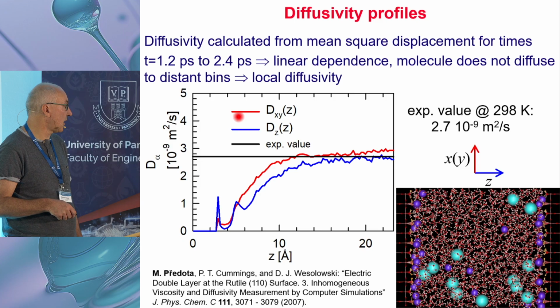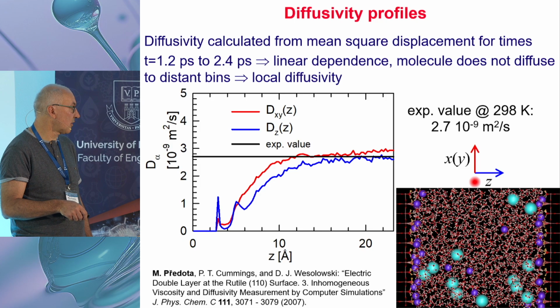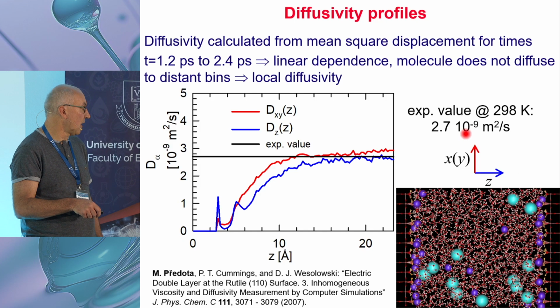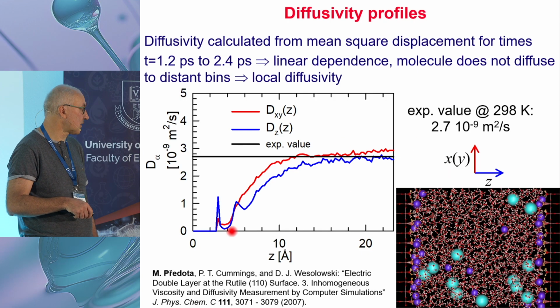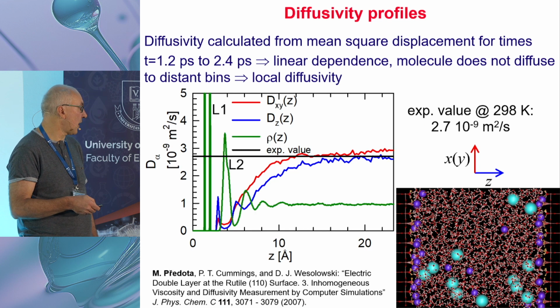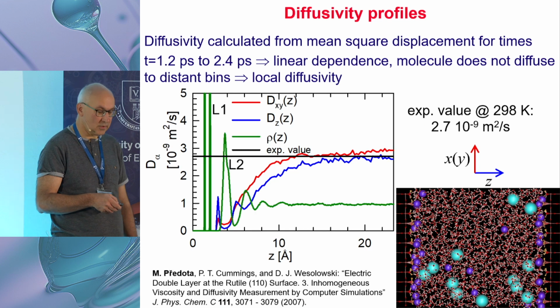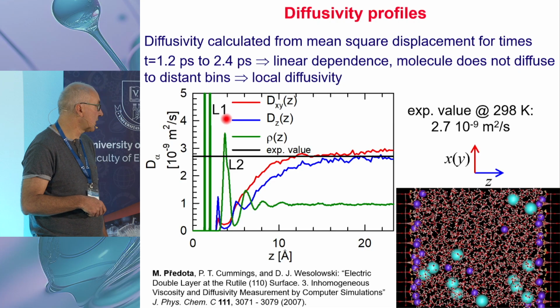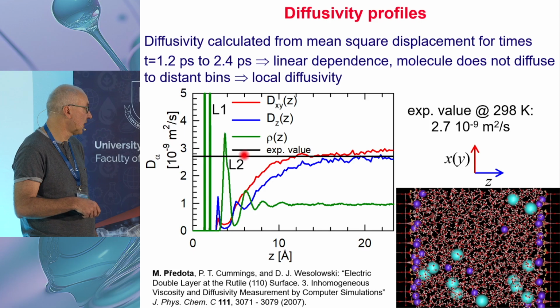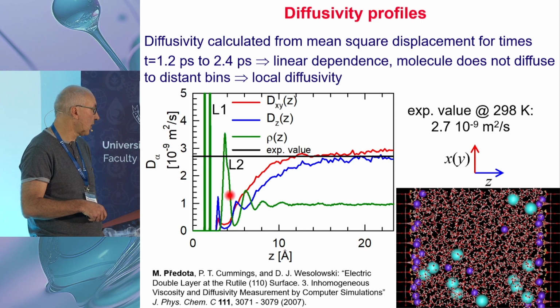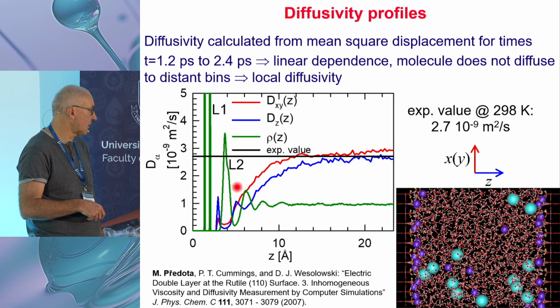We separately analyzed the perpendicular diffusivity in the z direction and the lateral diffusivity along the surface, and you can see it has quite a strange shape, but it will become clear when I add the curve which shows the density of adsorbed water. And you see there's a first layer of adsorbed water molecules with basically zero diffusivity. There's a second layer of water molecules, and there in this high density region, the diffusivity is small.